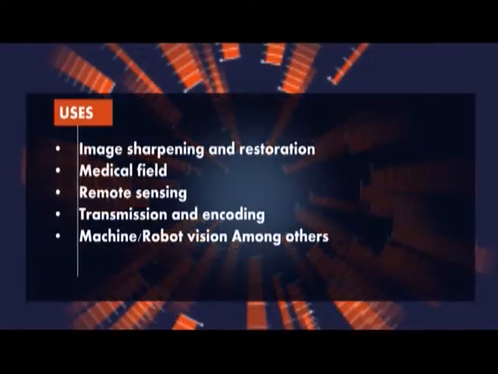Now, uses of digital imaging in various fields and professions. 1. Image sharpening and restoration. Medical field, remote sensing, transmission and encoding, robot vision, among others. Practically, digital imaging has improved research in medical fields by showing clearly improved X-ray and MRI scans, amongst others. In the defense sector, satellite imagery has been improved greatly with clearer pictures. Having discussed images and its uses, may we now talk about its processing.